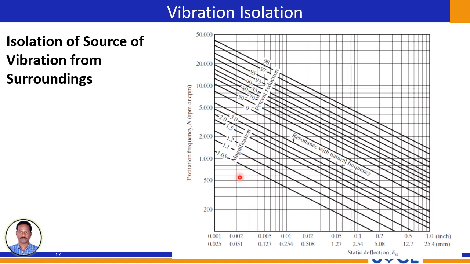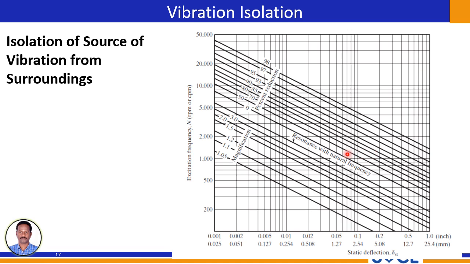The line labeled resonance with natural frequency represents conditions where the excitation frequency matches the natural frequency of the system. The operating frequency which is near this line should be avoided as it leads to large amplitude vibrations.